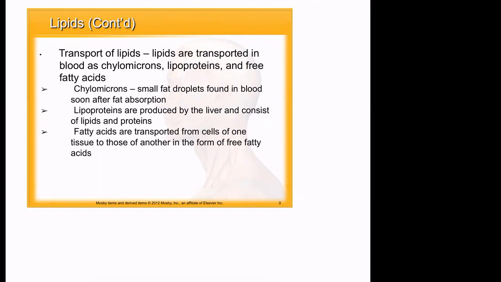One carrier, something called chylomicrons, help to carry fats around. But the one that I want you to really know about are the lipoproteins. I want you to know about these because there are two main types: high-density lipoproteins and low-density lipoproteins, which are often referred to as HDL and LDL, respectively.